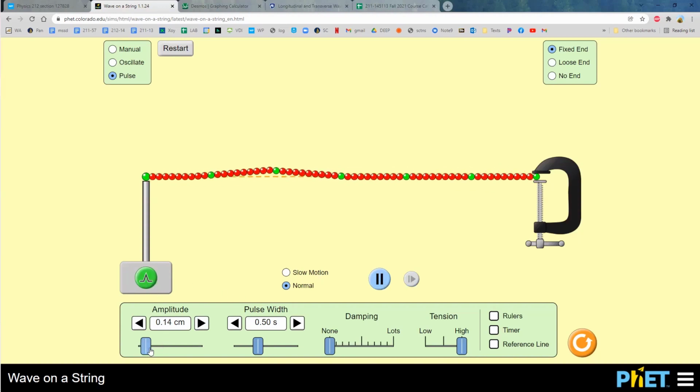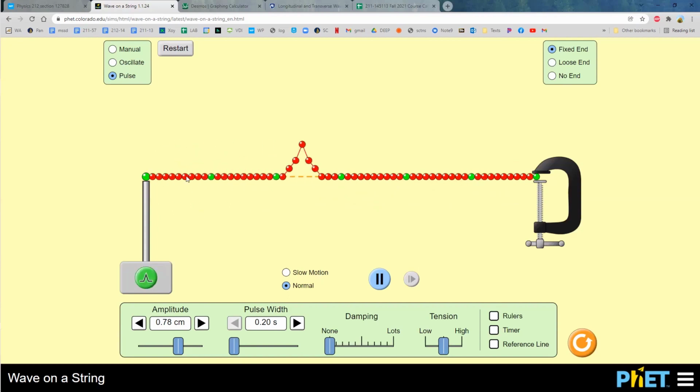Let me make that a little more dramatic. A big pulse. Okay, a very abrupt pulse. So here goes. Ready, 3, 2, 1, pulse there. And then you get this reflection. If there's no damping, it's going to go back and forth forever. It's going to reflect. This is like echoes, and this is how standing waves are created, all stuff that we're going to look at on Thursday.